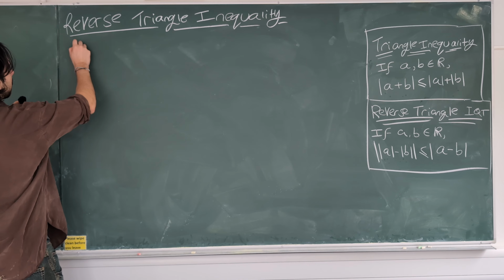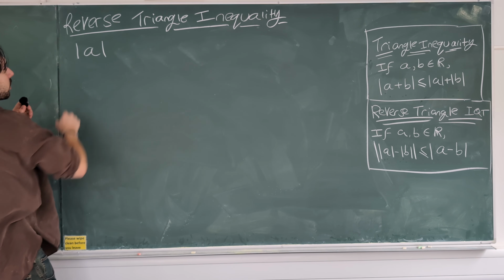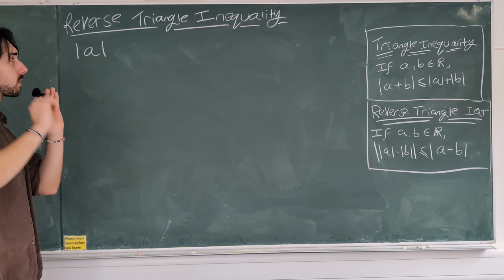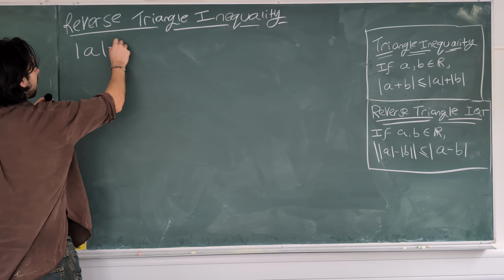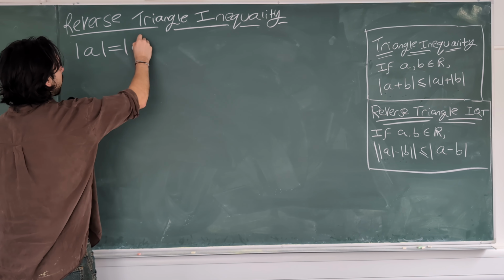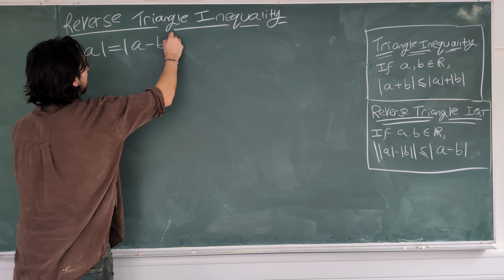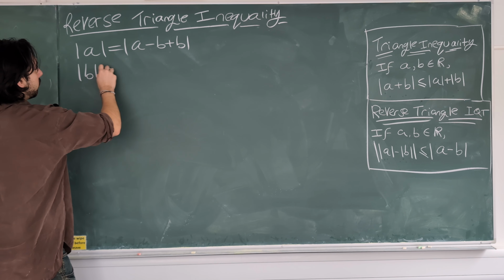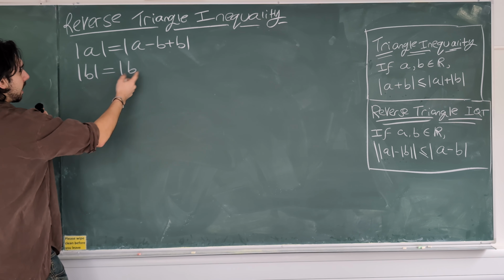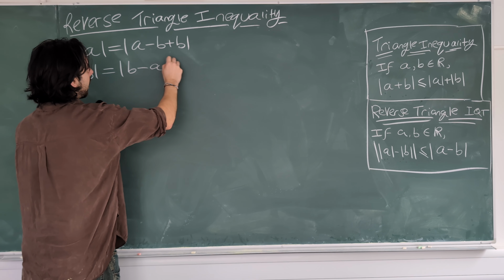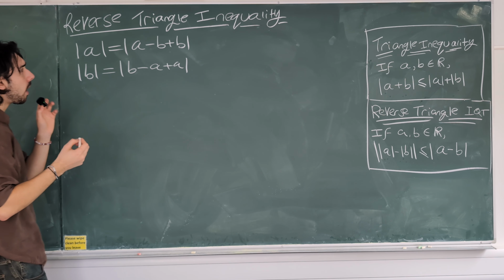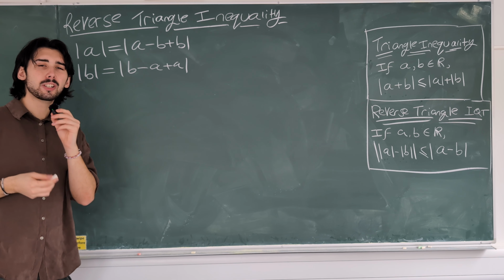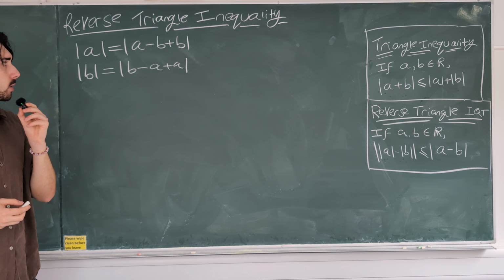First thing to notice, it's kind of a trick here, but if we just consider the absolute value of a on its own for a second, I can do something clever. I can rewrite this as the absolute value of a minus b plus b. And I can do the same thing for the absolute value of b. I can rewrite it as the absolute value of b minus a plus a. And you might say, why on earth would I do that? Well, it actually allows me to use the original triangle inequality.